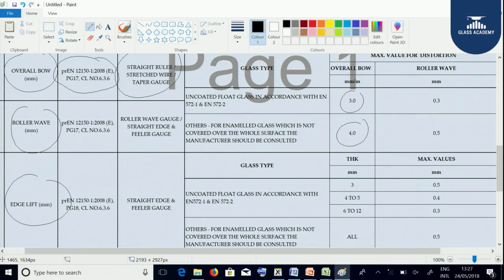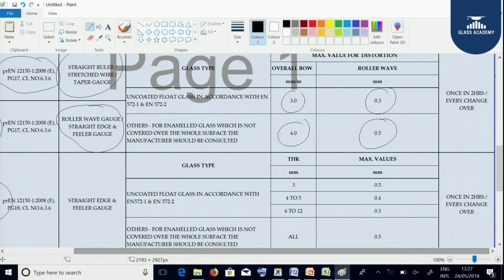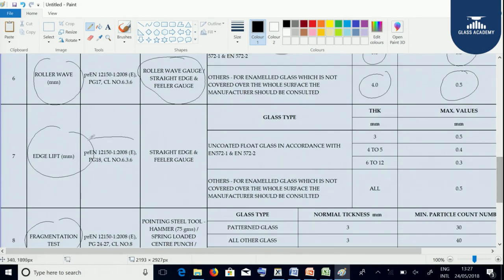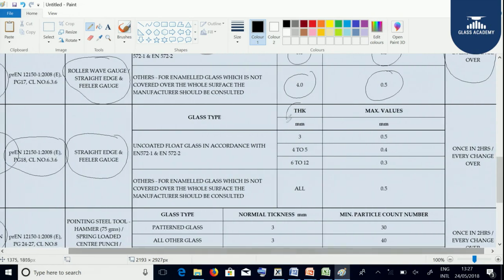In a similar way, for the roller wave, the gauge we use is a roller wave gauge or a straight edge with a feeler gauge. The maximum allowable roller wave value is 0.3 mm and for enamel glass it is 0.5 mm, and the frequency of testing shall be once in 2 hours or whenever there is a changeover. Now let us take edge lift. The standard we follow is EN 12150, and the tools we use are a straight edge and a feeler gauge, and the edge lift is dependent on the thickness of the glass.